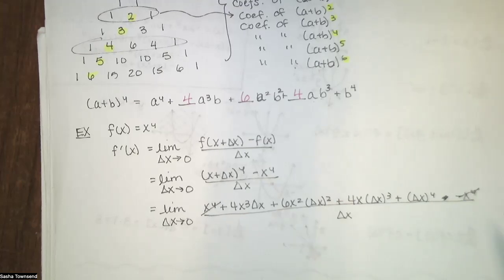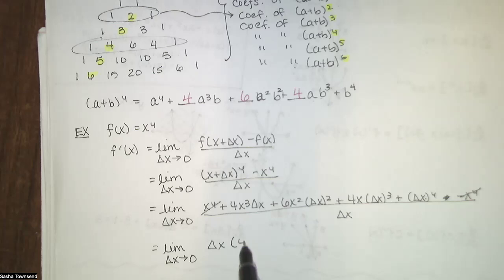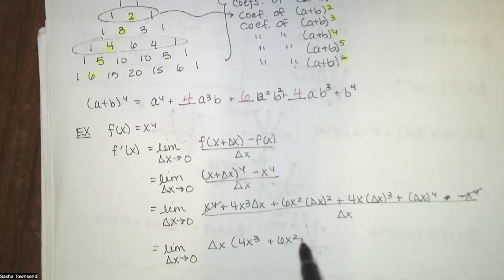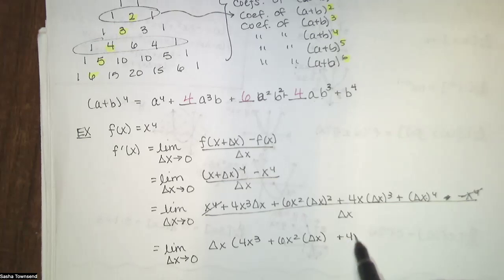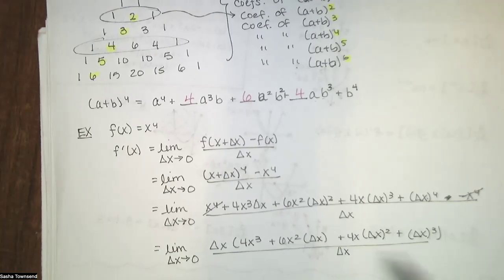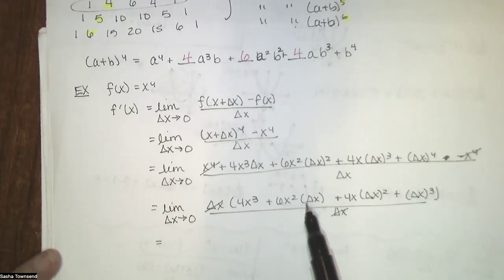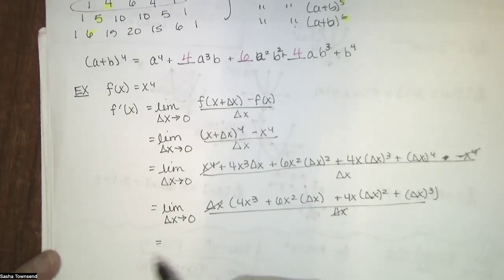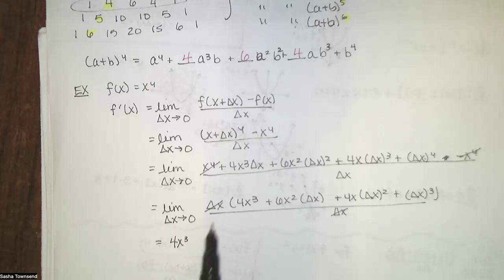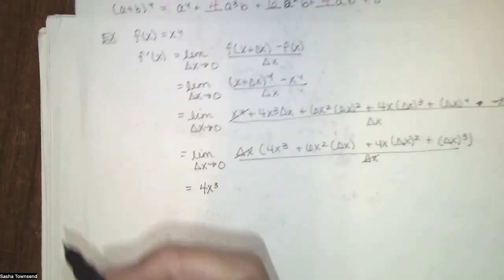So these guys reduce. And then we see that all of these have a delta x in common, so we factor that out. These guys reduce. And as delta x goes to 0, this goes to 0, this goes to 0, and this goes to 0. And we just end up with a 4x cubed. Which is the same answer that we would get if we just brought the power down and multiplied by x to the 1 less power.